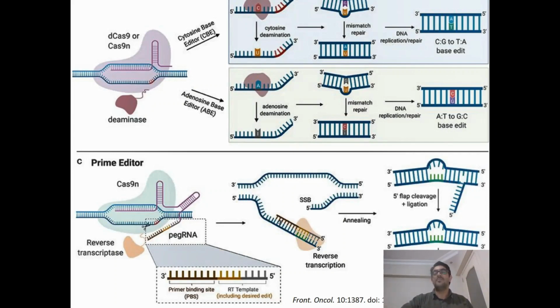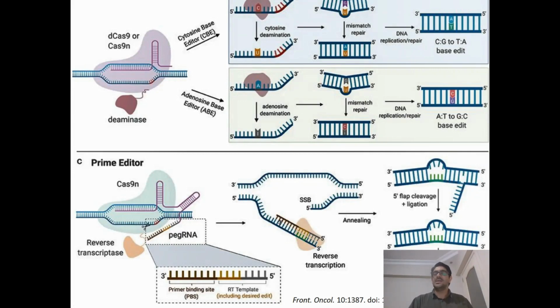And that pegRNA will help reverse transcriptase to convert the PBS and RTT sequences into the DNA form, and then the recombination takes place between these converted DNA sequences and the genome.